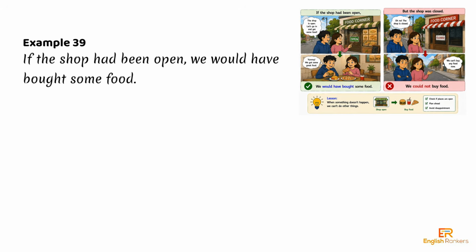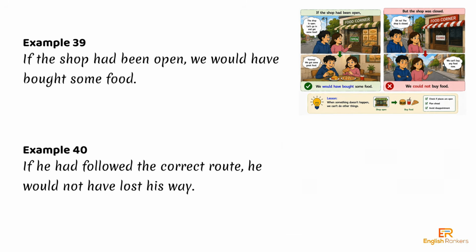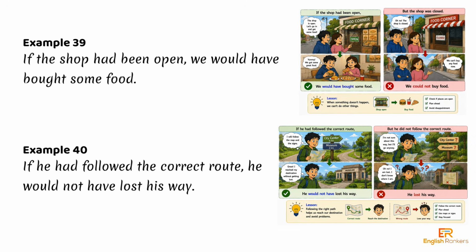Example 39. If the shop had been open, we would have bought some food. The shop was closed, so we could not buy food. Example 40. If he had followed the correct route, he would not have lost his way. He followed the wrong route, so he got lost.